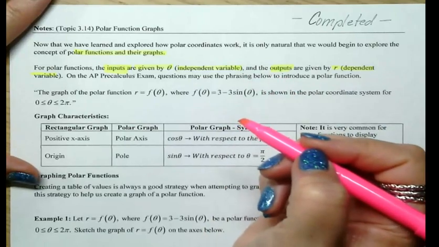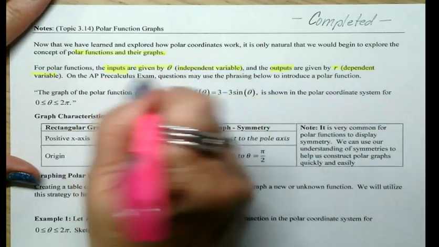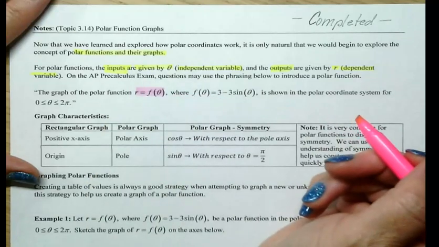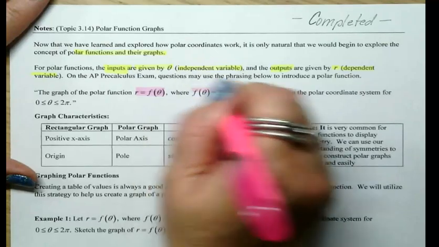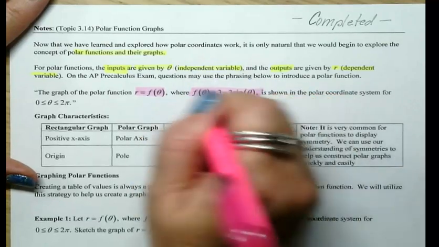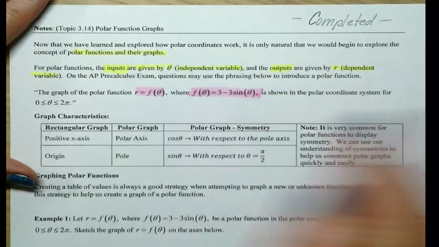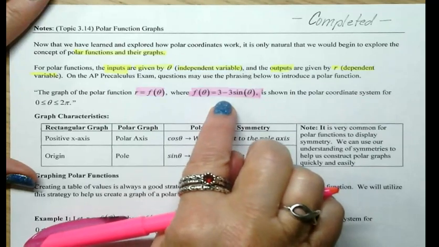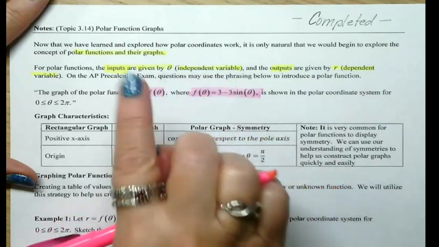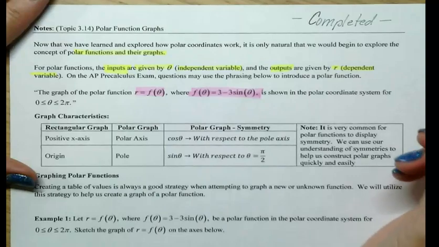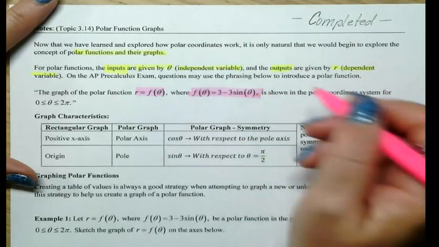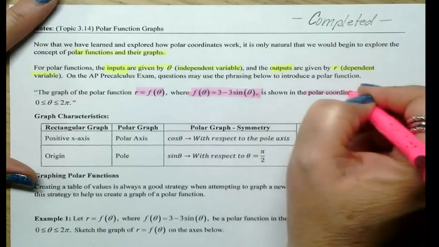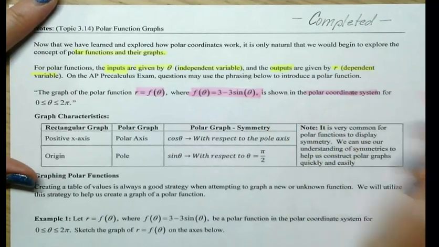The graph of the polar function, and notice it has r equals f of theta. So our equation will be r equals, and then it'll give you a function. Notice the function looks normal. That looks like a sine function. So this is the rectangular equation, and we use the rectangular equation to help us get the polar equation. And this sine function is going to be shown in the polar coordinate system. So that's the round one for 0 to 2 pi.